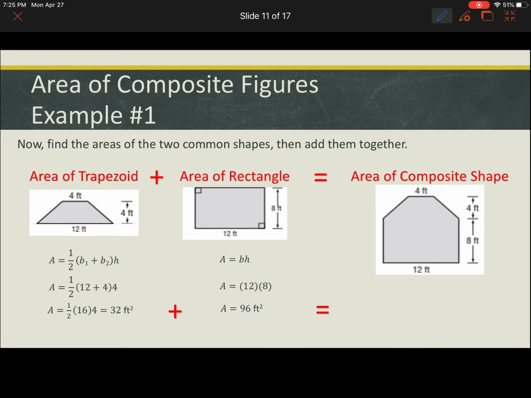So the area of the composite shape is simply going to be a combination of those areas. In other words, we add. So we add the 32 from the trapezoid, 96 from the rectangle, and we get 128 feet squared is the area of the composite shape.